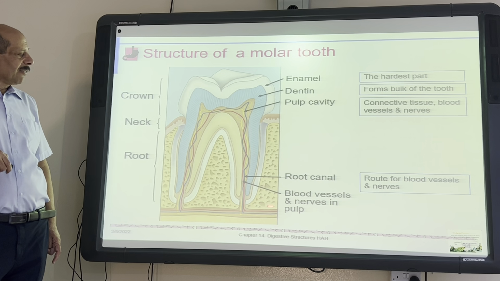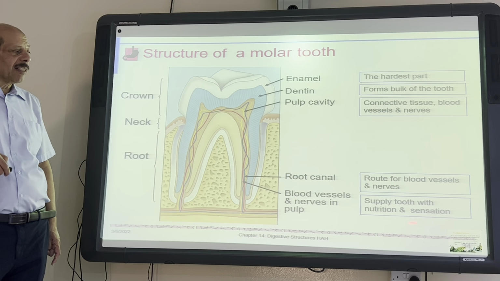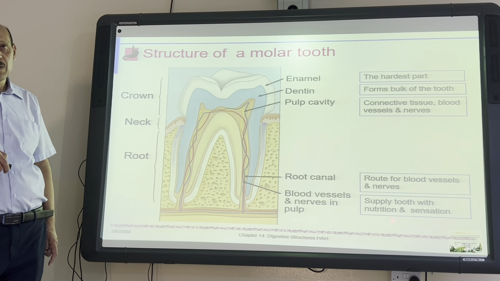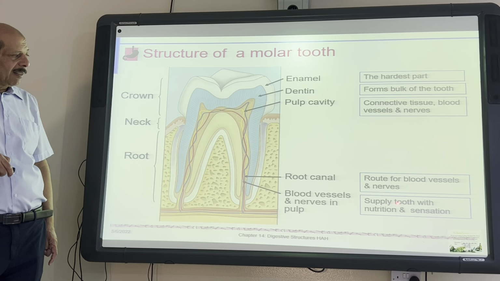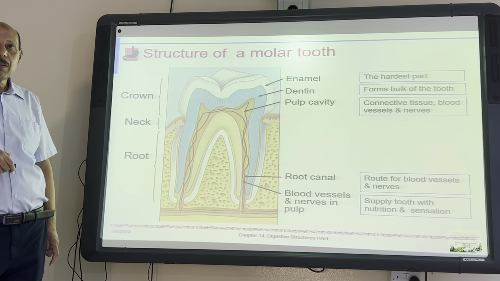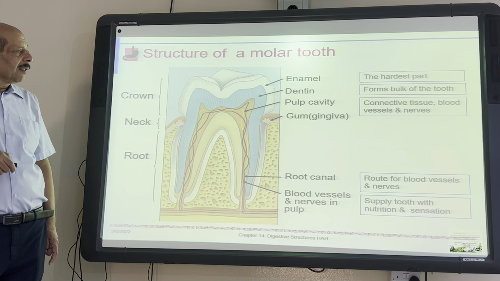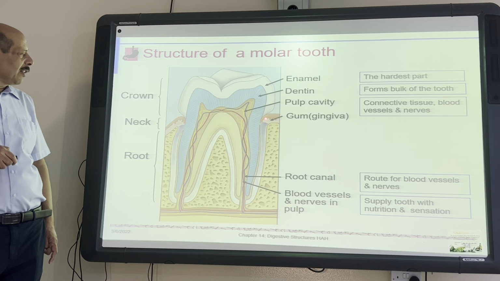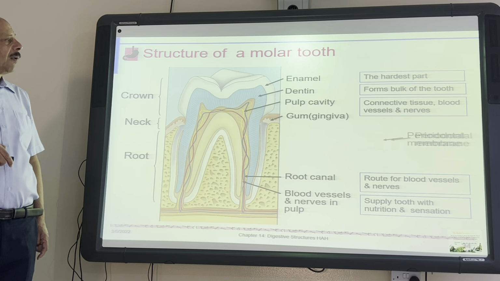The blood vessels and nerve in the pulp supply the tooth with nutrient and sensation. So we feel it through the nerve, which is there, and the nutrient which is coming to the tooth is coming through those blood vessels. This is the gum, or what we call the gingiva, from here and there, from inside and outside.